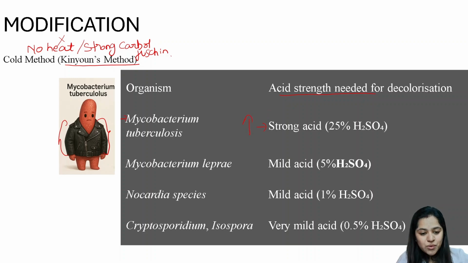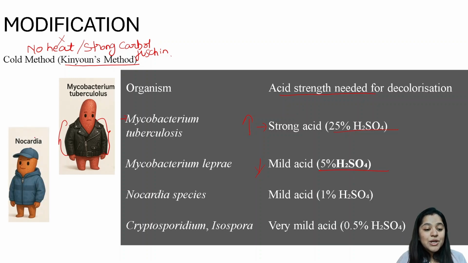It can tolerate more. Now Mycobacterium leprae has weaker mycolic acid content, so the acid tolerance is also decreasing. If for MTB it's 25% H2SO4, for Mycobacterium leprae it will be 5% H2SO4. Now Nocardia has even less mycolic acid. This is a thinner jacket. So for Nocardia species, the acid tolerance will decrease more. Now we'll use 1% H2SO4.